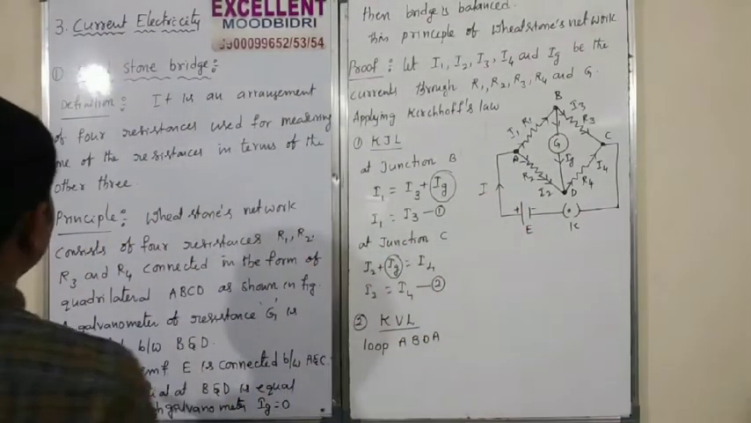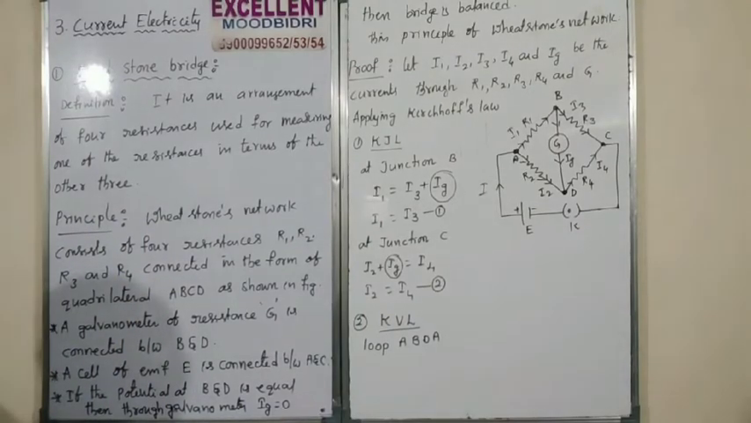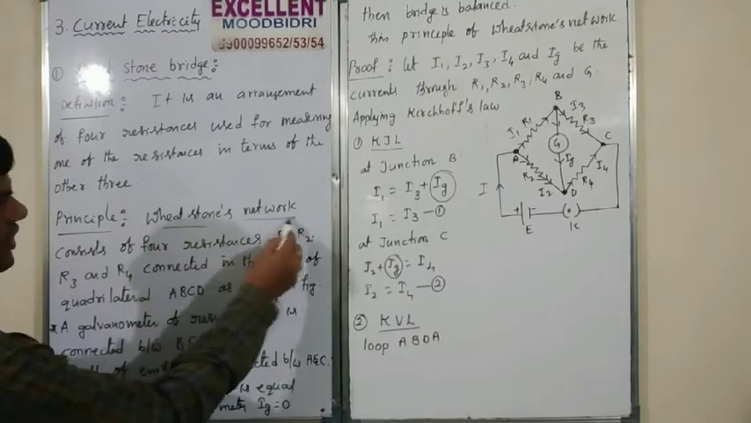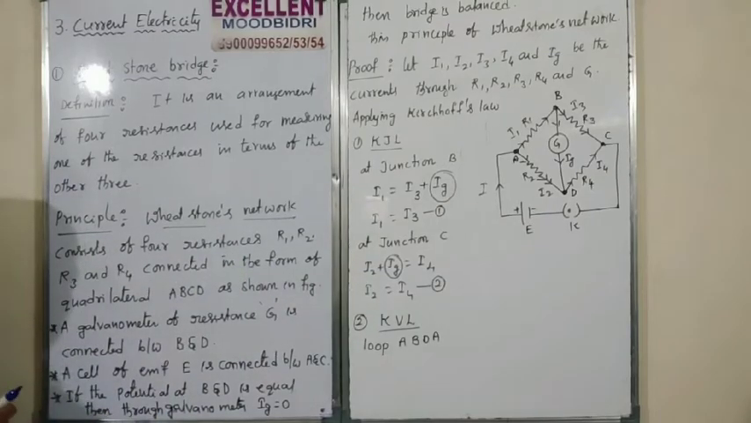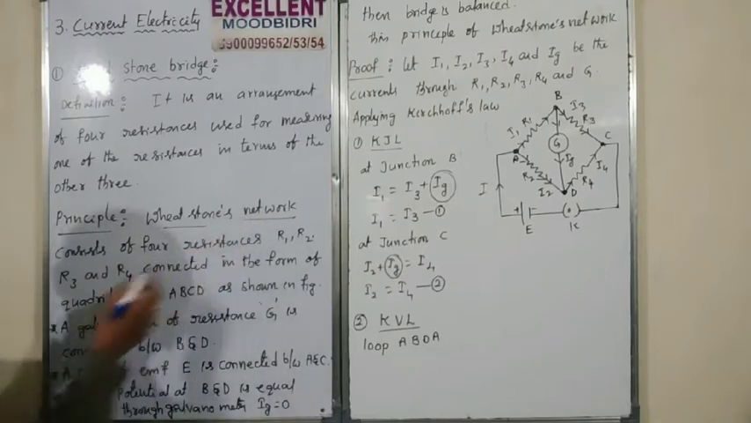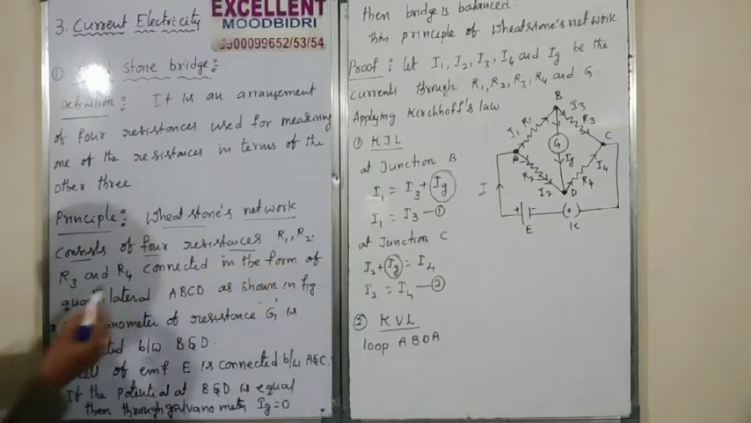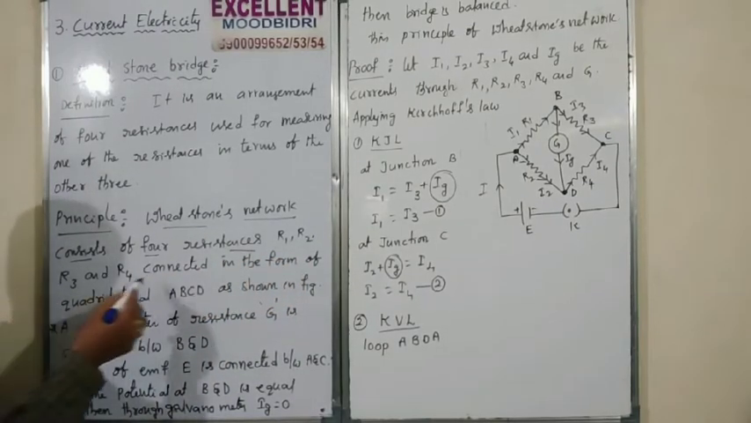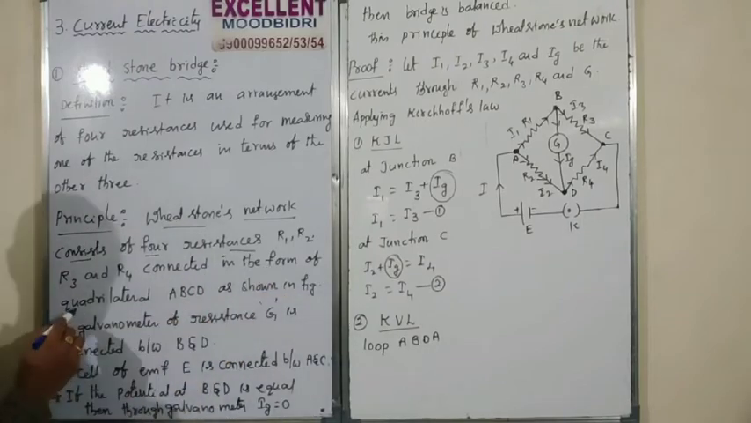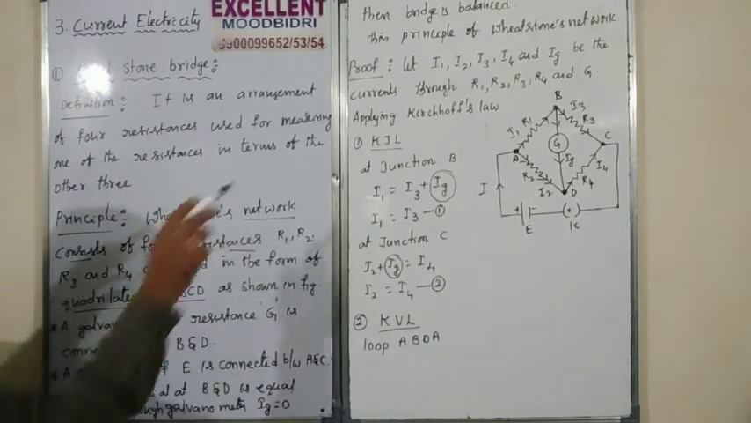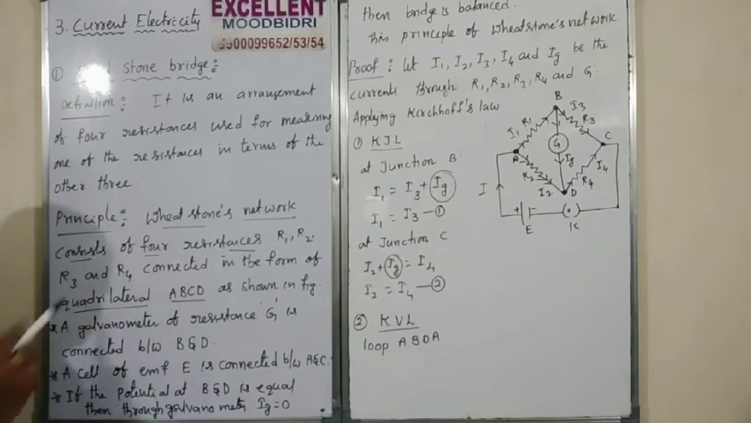Then what is the principle of Wheatstone bridge? The principle is Wheatstone's network. Two or more, three or more resistors combined together we can call a network. The Wheatstone network consists of 4 resistances, R1, R2, R3 and R4, connected in the form of quadrilateral ABCD as shown in the figure. That is the Wheatstone bridge shape.